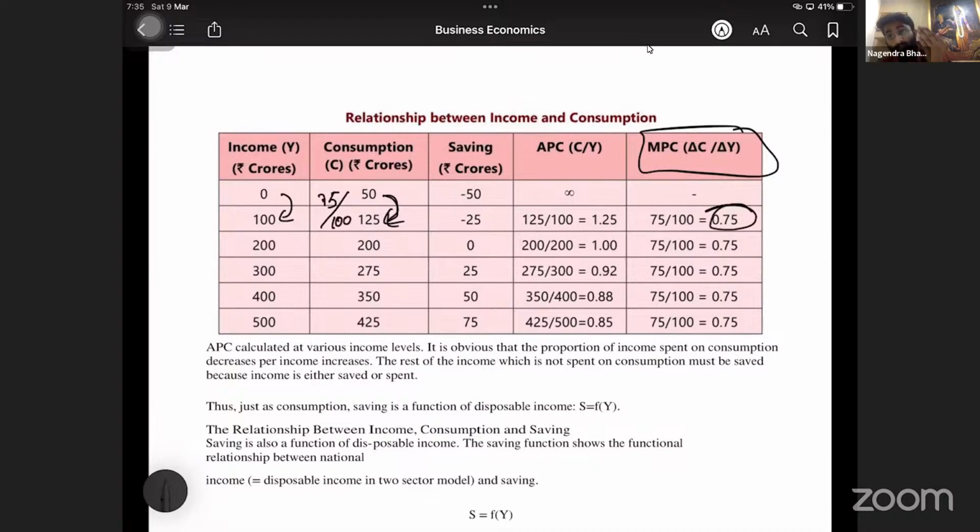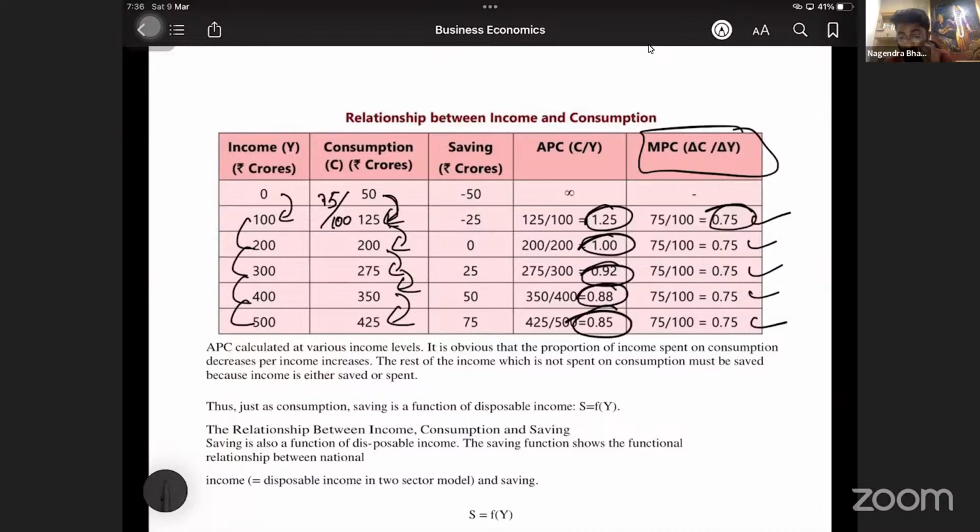If your income increases by 100 rupees and consumption increases by 75, see that here also it is increased by 75. Here also it increases by 75. Everywhere it is 75, everywhere it is 100. So MPC will remain constant. Remember, MPC will remain constant. But APC, no. APC goes on decreasing. Remember, APC goes on decreasing. To what extent will APC decrease?